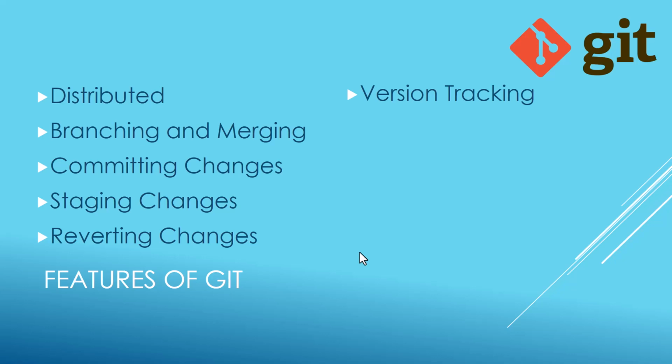Git also keeps version tracking. It keeps a complete history of changes made to the code base. This allows developers to review changes made over time and see who made them.